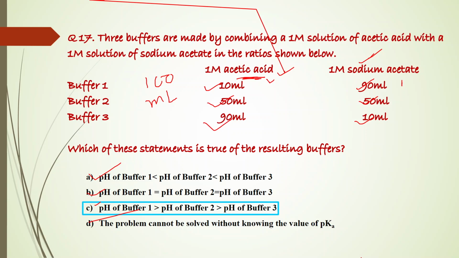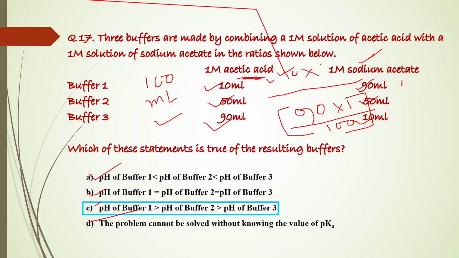So obviously in the third case, in buffer 3, you are using 90 ml of acetic acid, that is 90 into its molarity, 1 divided by 100. This is the concentration of your acid part, and the other is 10 into 1 divided by 100. So obviously the third case has the most acidic part involved in the buffer. Even if you do the calculation, you will get to the same conclusion.